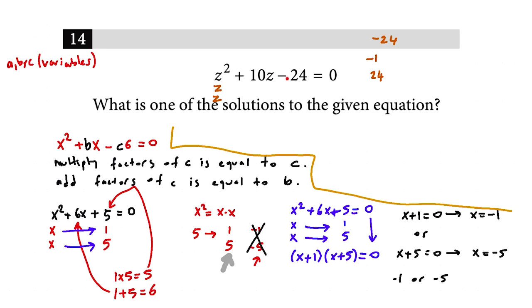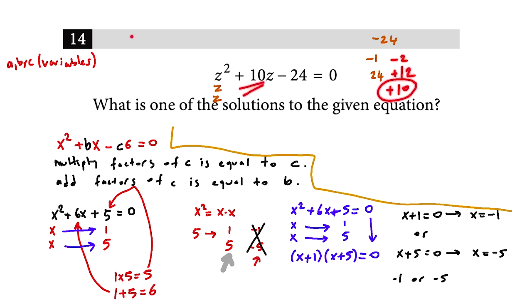Now, I'm going to continue to write the other factors. For example, 2 times 12. If I put the negative 2 here, negative 2 times 12 is negative 24. Whenever I add negative 2 and positive 12, it is positive 10. So as you see, it's working here, so it must be my correct answer.